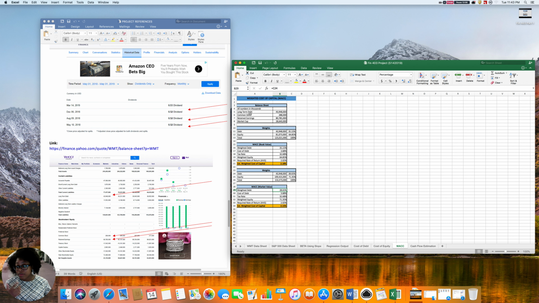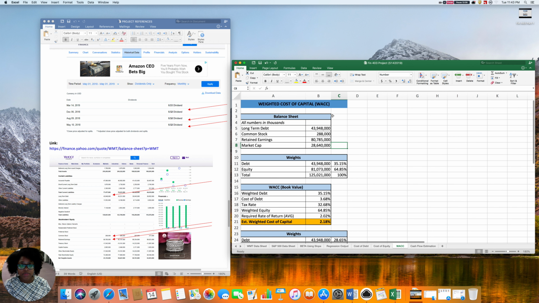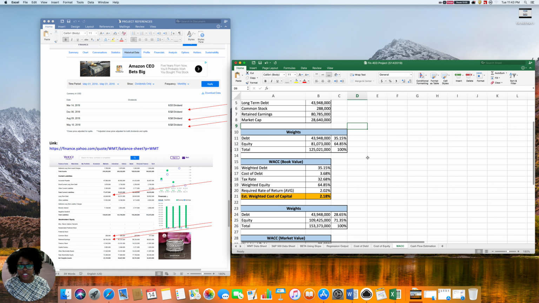Of course, Walmart is an international company, so they're in billions. So to simplify the numbers, they have it on here in thousands. So what I did was I just transferred that data from here to my project. So my long-term debt, you can see, was 43 billion, and as you can see the information here. And so for my debt, all I did was I just transferred the debt here.